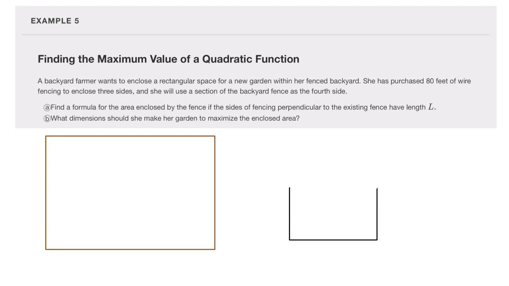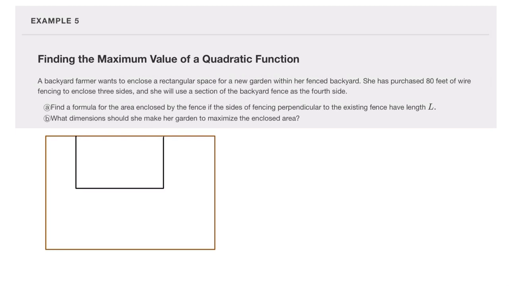All right. So her fencing, she's doing the 3 sides. So she's going to use a part of the existing fencing, and she's going to make a rectangle with some new fencing. A backyard farmer. She has 80 feet. So she has 80 feet of wire to use. Find a formula for the area of fence if the sides of the fencing perpendicular to the existing fence have a length L.